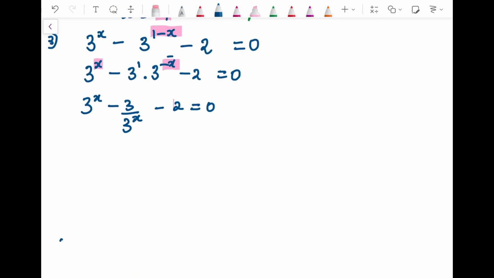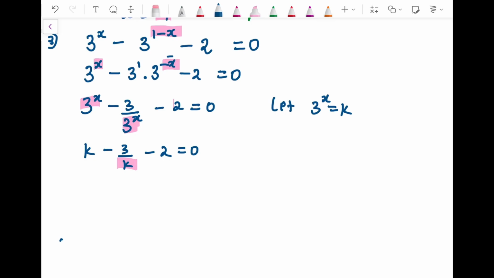And then from here, we can see that we have 3 to the exponent x and 3 to the exponent x. We can now say let 3 to the exponent x equal to k. Now you will notice that we have k minus 3 over k minus 2 is equal to 0. We multiply everything by the LCD. Our LCD is k, so we are going to multiply each and every term by k.